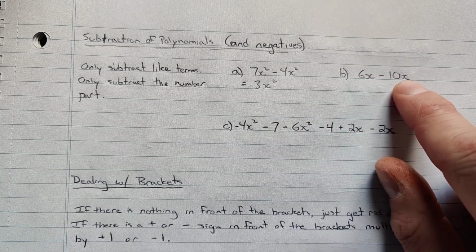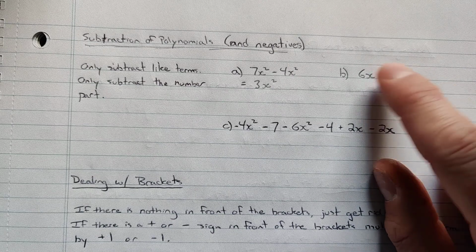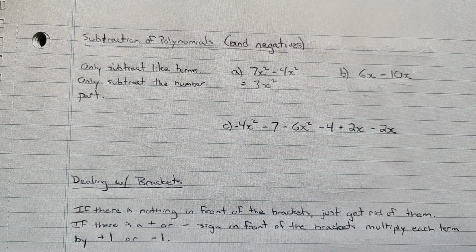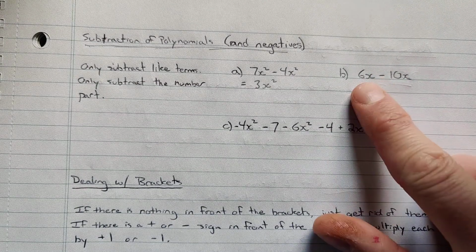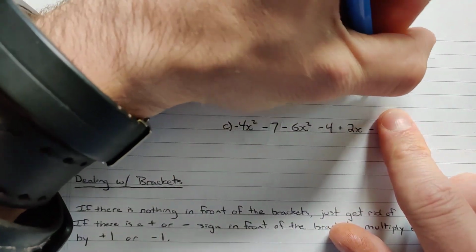Here, again, we have like terms, 6x and 10x. They both have an x. The x has the same power, which is a 1 or not showing. So we have 6 minus 10. 6 minus 10 is negative 4x.